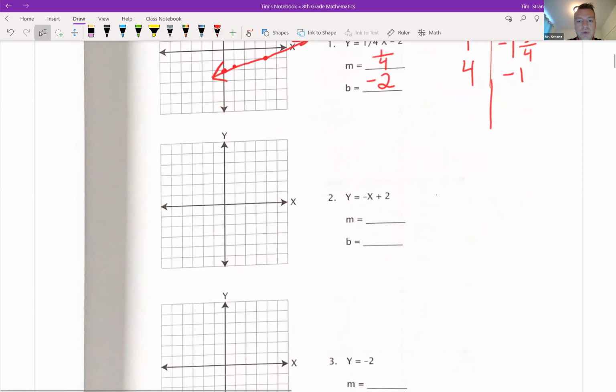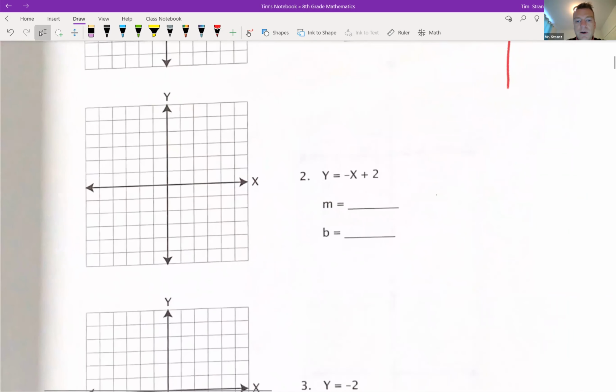If we go down to number 2, okay, looking at the equation, we got y equals negative x plus 2. Right away, we know our slope is going to be a negative 1, okay, because there's a negative 1 in front of that x.